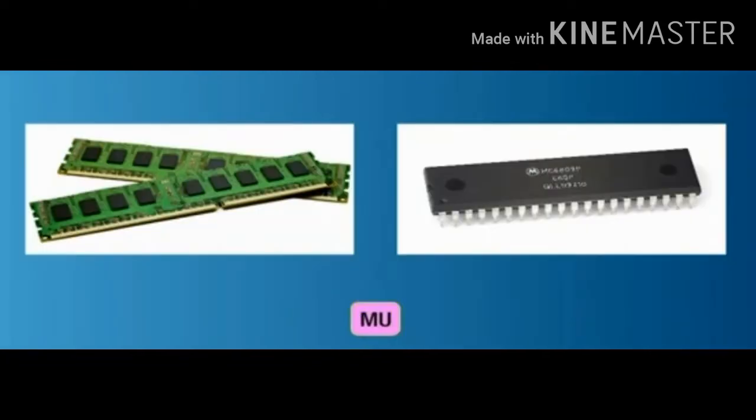The third part is MU, means memory unit. The memory unit stores information temporarily for making calculations. This temporary storage is made up of registers. A register is just like a piece of paper for rough calculations.